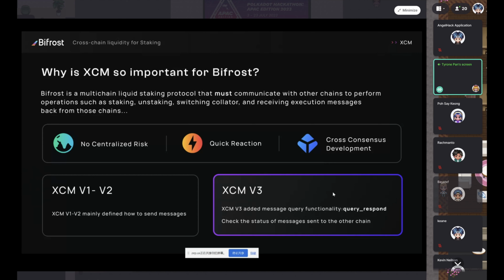So the liquid staking token can be automatically generated to users. But before that, we used a multisig service for users, and we monitored the status of the relay chain to get the message, get the result back to Bifrost, and then we could generate the vToken for users. So that's the difference between XCM v1 to v2 and XCM v3.